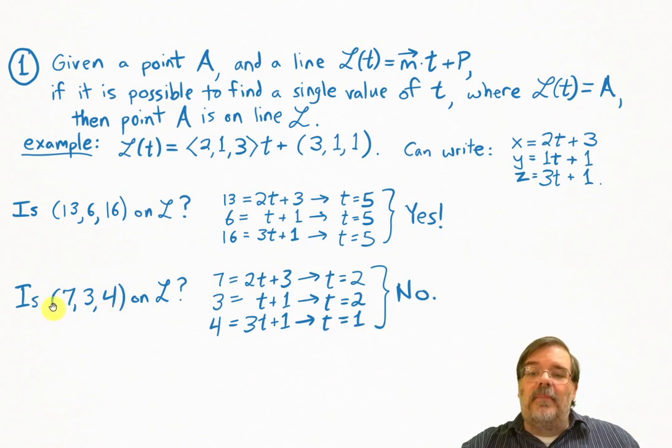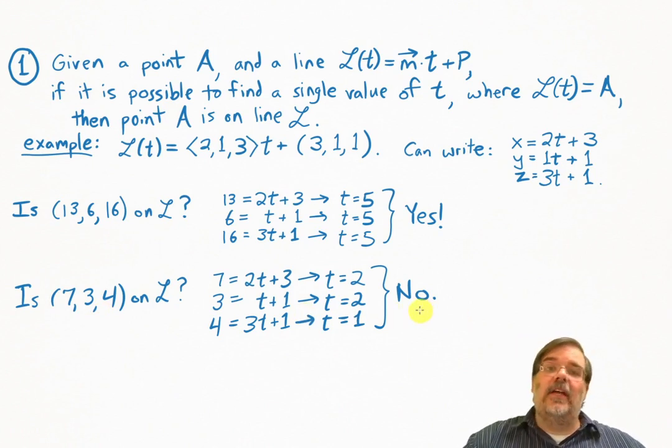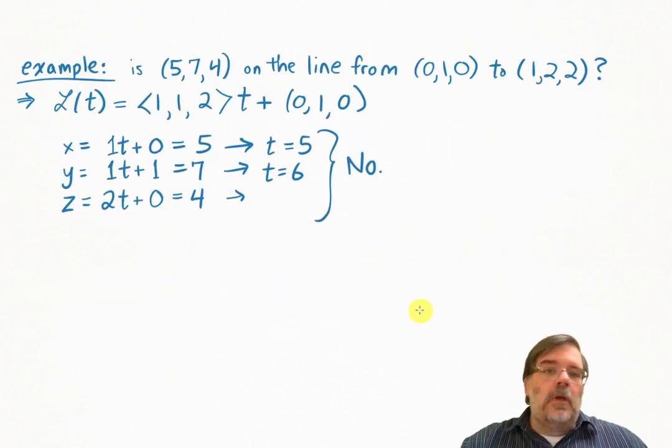So there's no time at which all three of these values are on the line at the same time. So the answer to that question is no. And that's how you find out if a point is on a line. So, one more example. This one's even more fun because you get to do even more math.